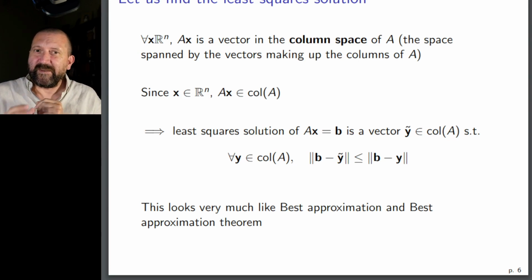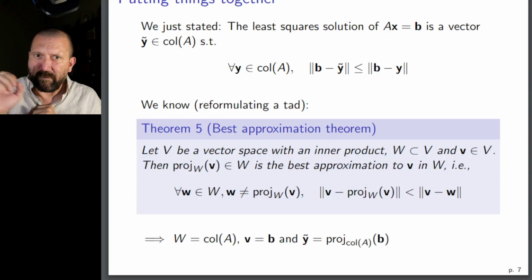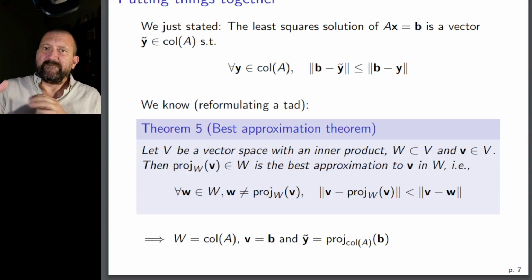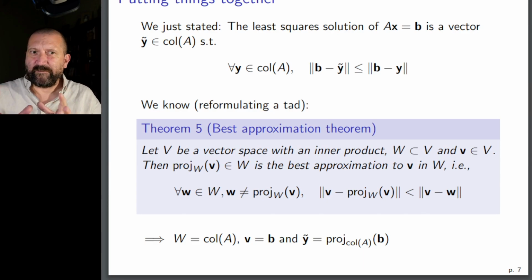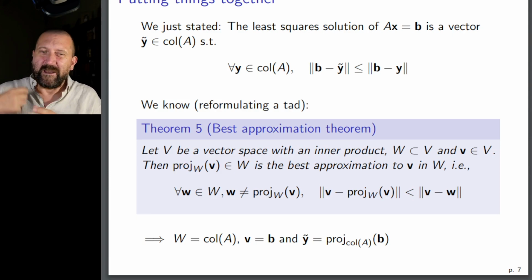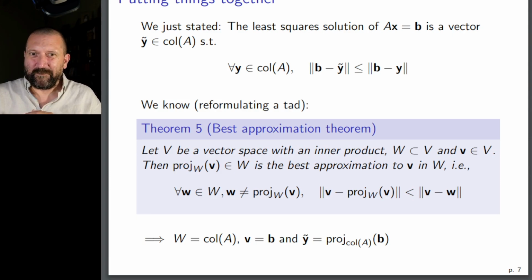So the first thing I just stated is that the least square solution of Ax equals b is going to be a vector y tilde in the column space of A, such that this inequality is preserved. And I've reformulated the best approximation theorem to include the definition of the best approximation. So we can think of this refreshed theorem as containing both the definition of the best approximation and the theorem.